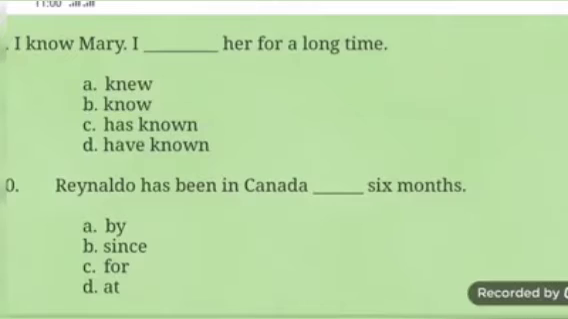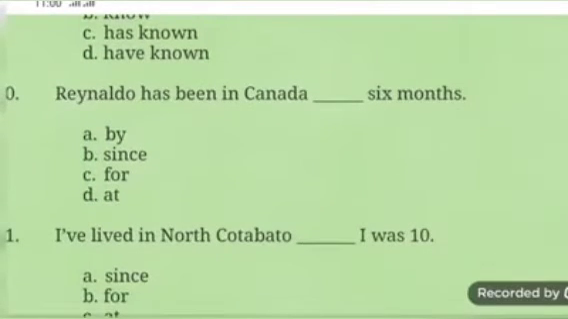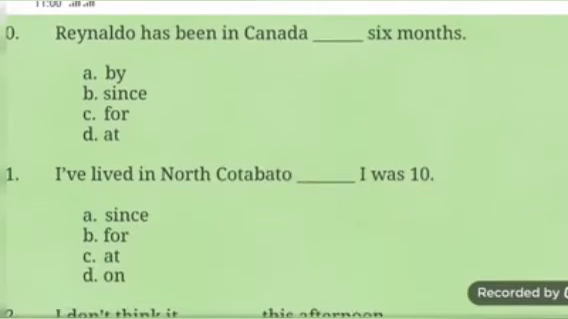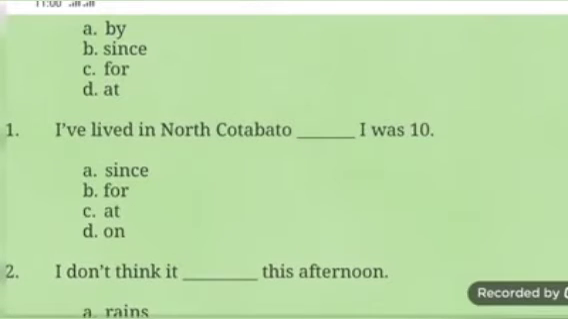Okay, has been. Remember, this is present perfect tense, and 6 months is a period of time, so you have to use for: for 6 months. Okay, there you go. Not since, because it's a period of time, so since is only used with the start of the time. Next one, I have lived in North Cotabato since I was 10. So I was 10 is the start of the time, so you would use since here. Okay, so I have lived in North Cotabato since I was 10. Why since? It is because it is a present perfect tense, which is I have lived.